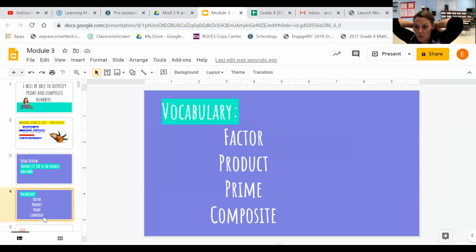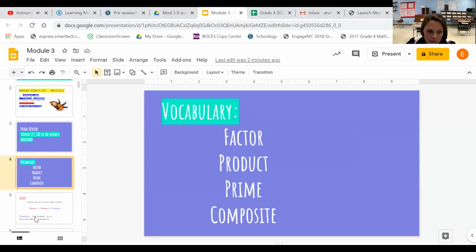Some vocabulary words that I want you to notice: factor, product, prime, and composite. By the end of class today, I want you to know what these mean, and I want you to use them when we're talking these next few weeks in math. Don't forget that there's a Quizlet for you to practice these precise words.